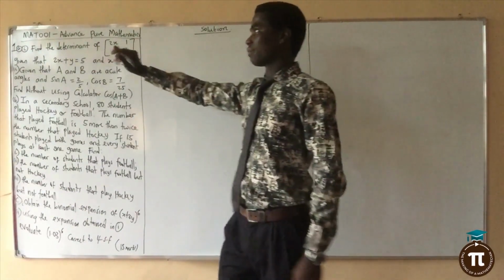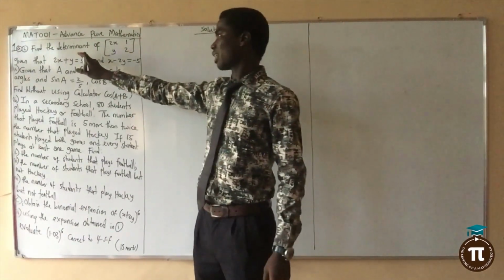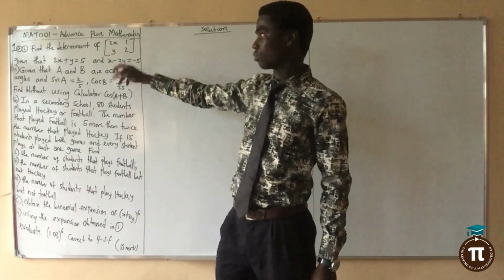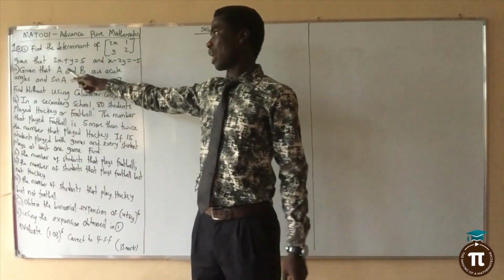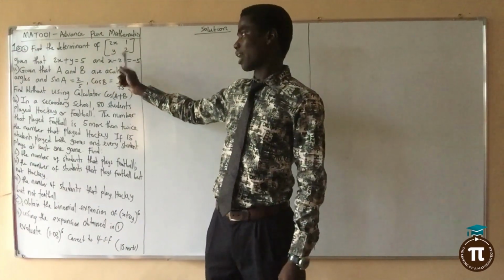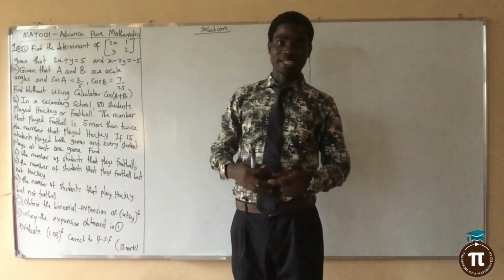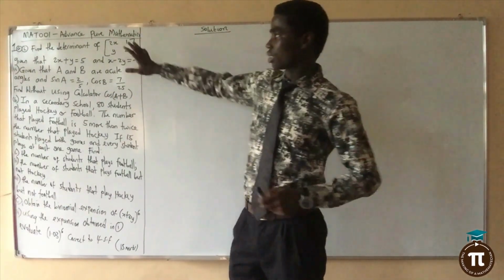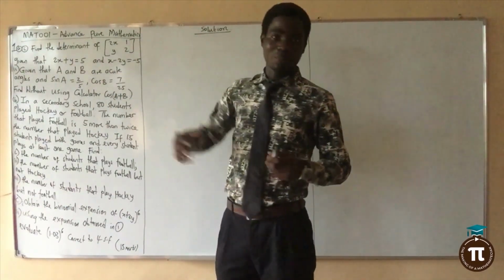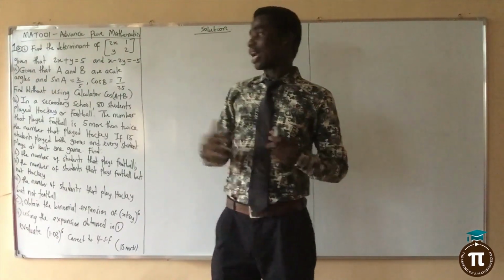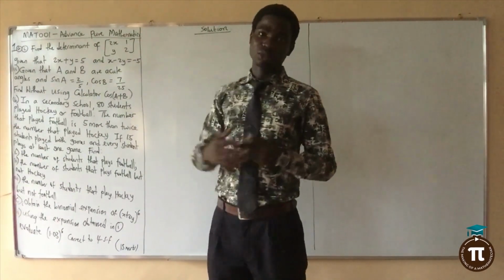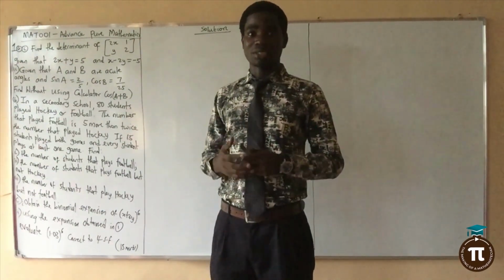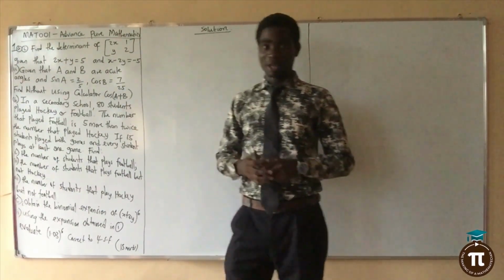Now the first question says find the determinant of this matrix 2x, 1, y and 2, given that 2x plus y equals 5 and x minus 2y is equal to negative 5. Actually, the total of this question is 5 marks. After solving the question, I'm going to tell you what is important for you to write so that you will not lose any point. Do you get my point?